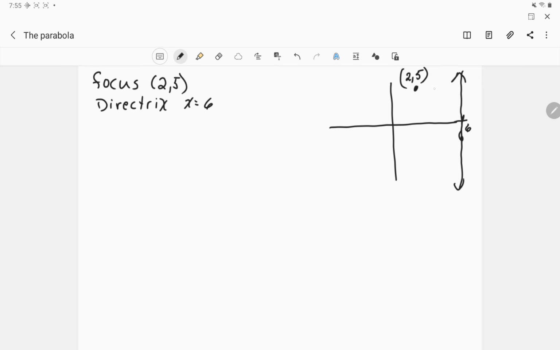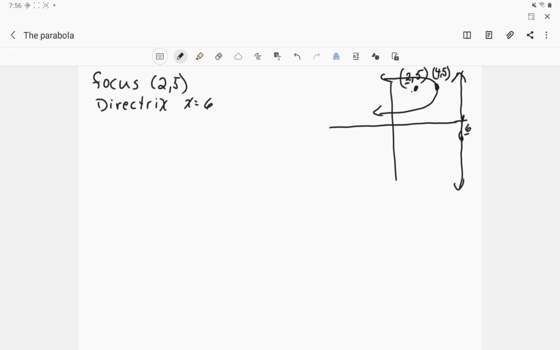The vertex has to be exactly halfway between the focus point and the directrix. So if the focus point is at 2 and this is at 6, that's a distance of 4 squares. So that means 2 squares this way is going to be my vertex, which would make it at 4 and 5. I also now know what way it has to open. It has to open this way, because remember that focus point needs to be in the cup, inside the parabola, and the directrix should be sort of behind it.